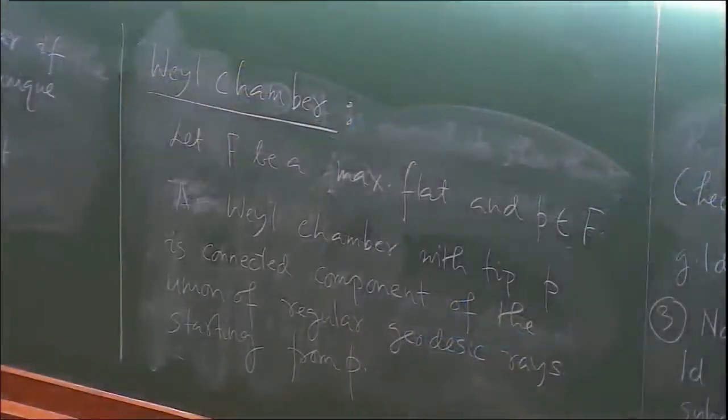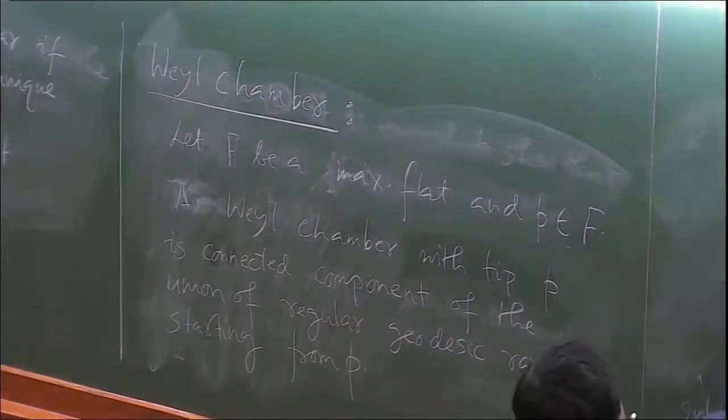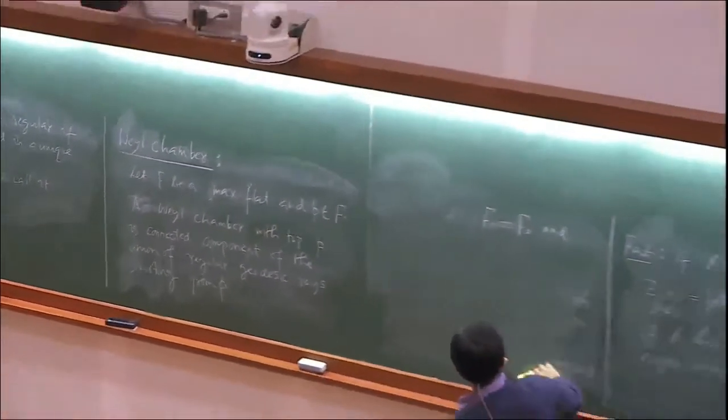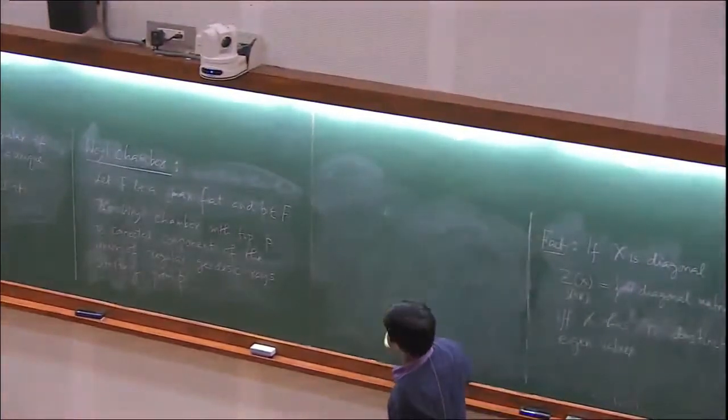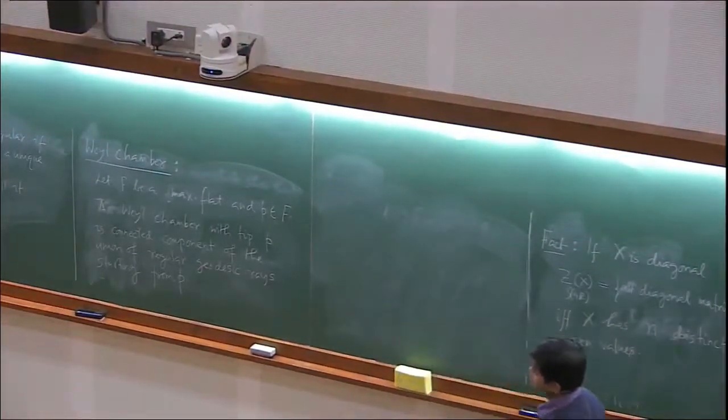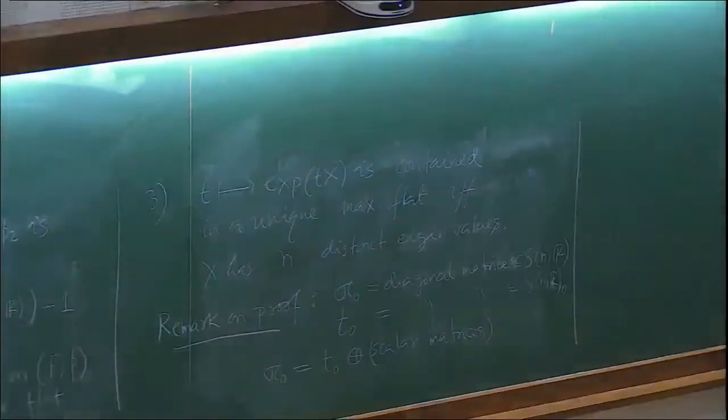So I'll give an example. So what is a Weyl chamber with tip F? There is a maximal flat F, and this Weyl chamber is sitting on this flat. Well, no, I'm sorry, this should be n right there. Thank you. But the dimension of all this T naught is n minus 1.